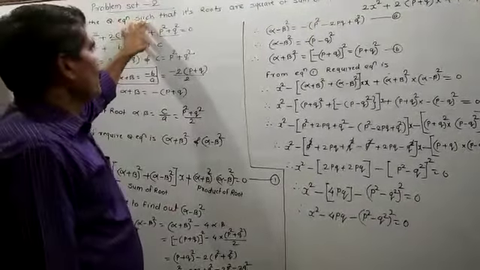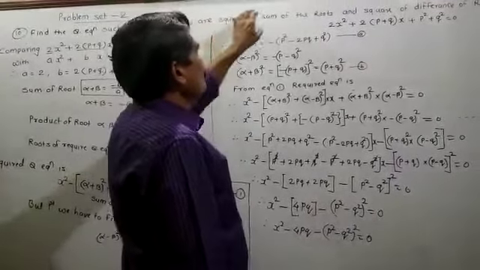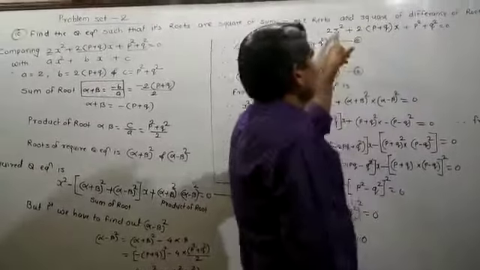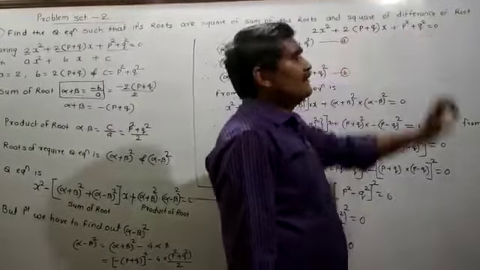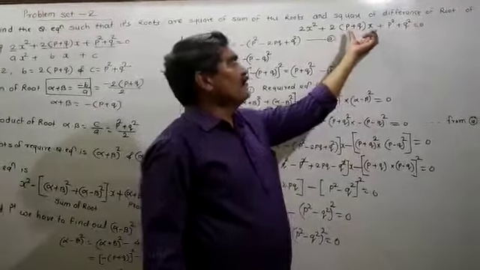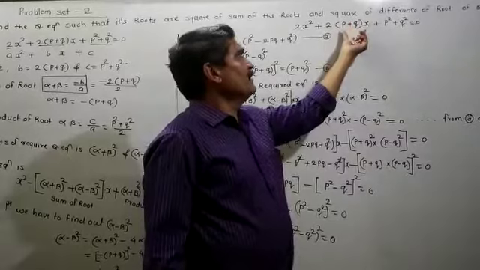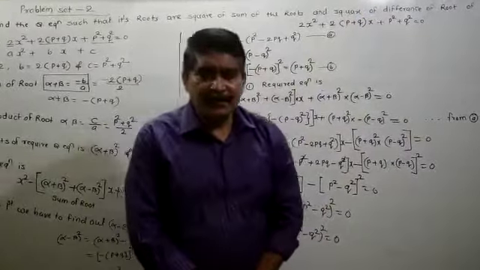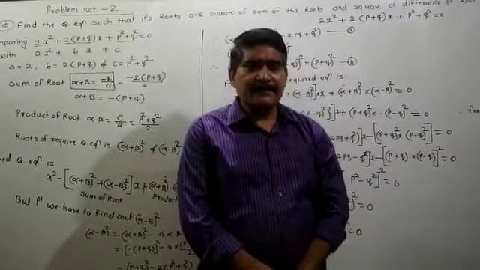You have to find the quadratic equation such that the roots are the square of the sum of the roots and the square of the difference of the roots of the quadratic equation 2x square plus 2 into p plus qx plus p square plus q square is equal to 0. Means whatever the roots of this equation are, the square of the sum of the roots and the square of the difference of the roots are the roots of the required quadratic equation.